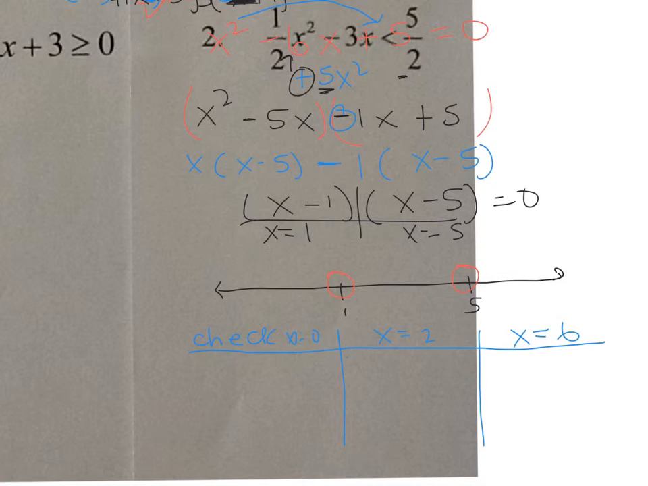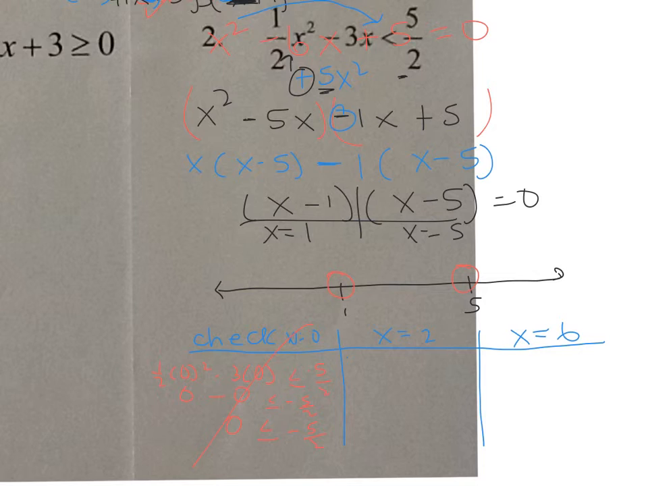Now, when you plug this in, you always plug it into the original. So remember, my original was 1/2 x squared. So it's going to be 1/2 times 0 squared minus 3 times 0. Is that less than or equal to -5/2? All right, so let's check. You could plug this into your calculator. So this all becomes 0 minus 0. 0 minus 0 is less than or equal to -5/2. Is 0 less than or equal to -5/2? No, 0 is actually greater than. So this is not true.